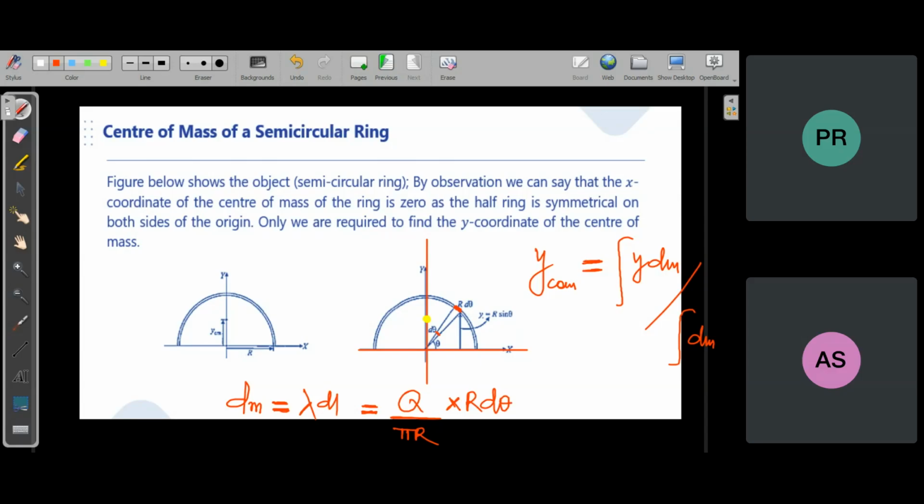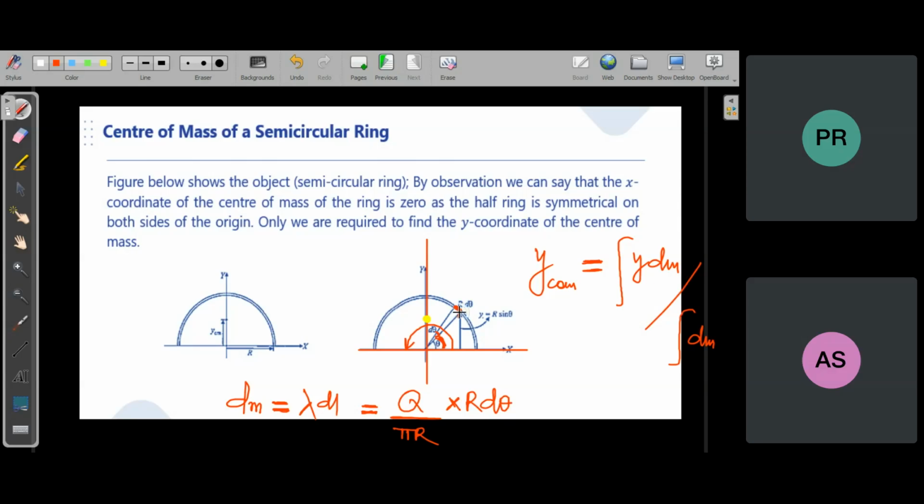You can say y will come as a function of theta. So everything ultimately you will get y dm as a function of theta. Okay, and then theta you can vary the limit from 0 to 180 degrees. This angle here, minimum it will be 0 and maximum it can go up to 180 degrees, that is pi. 0 to pi you will integrate after that.